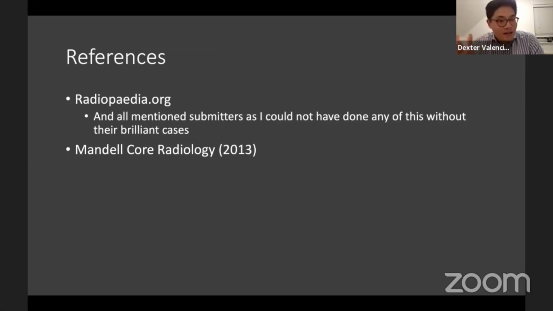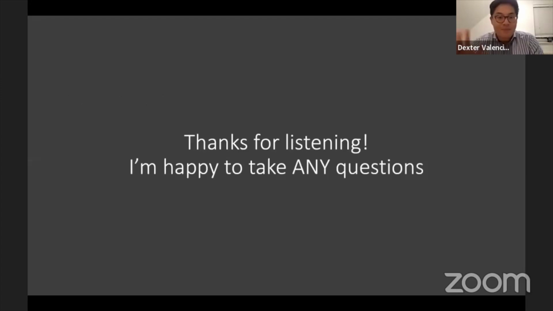I've used Radiopaedia, as you see, extensively. It's a great resource for anyone wanting to learn. It's what I used during med school to spark my learning with radiology, and it's a great resource to just look at anything. And that's just one of the radiology books I used. So thank you for listening, and I'm happy to take any other questions.